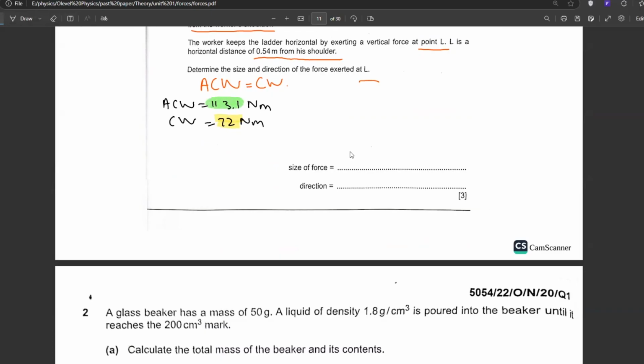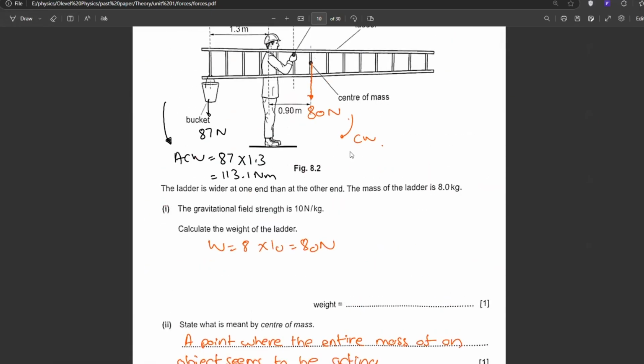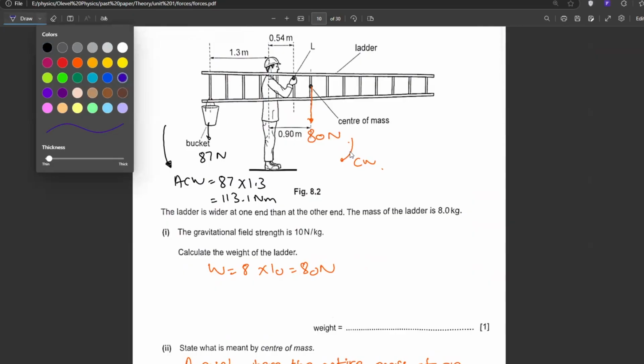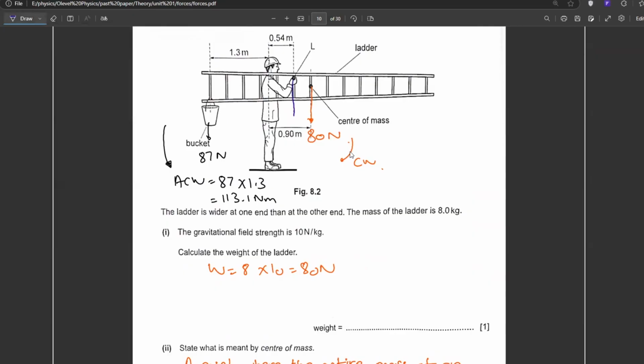113.1. So there is a deficiency in which type of moments? Clockwise moments. So your force L should generate clockwise moments at this point. If the force L wants to generate a clockwise moment, where should it act? It should act downward like this. This should be your force L. So now you have the direction. This will generate clockwise moments as well.